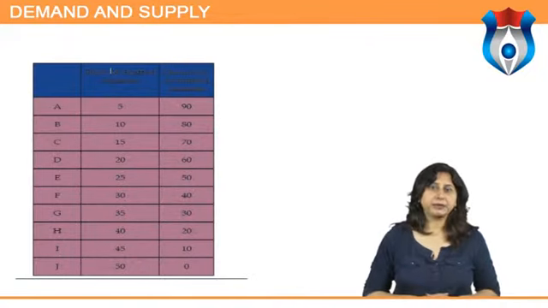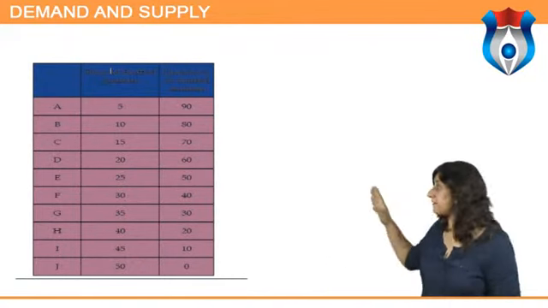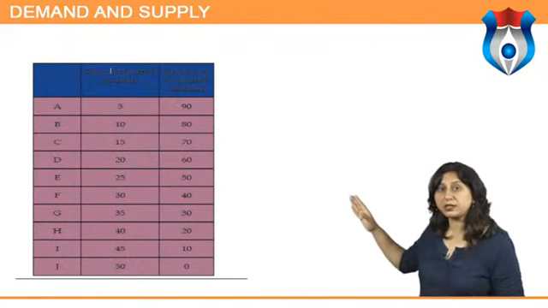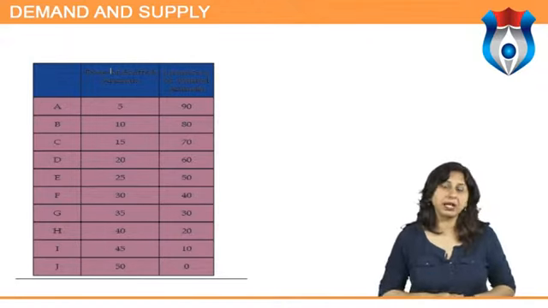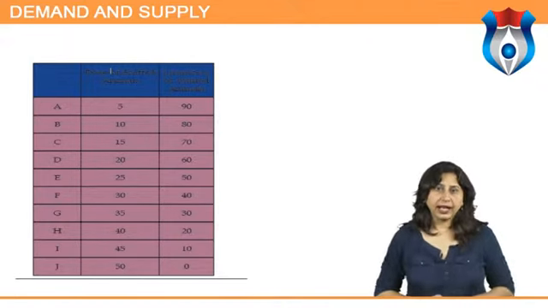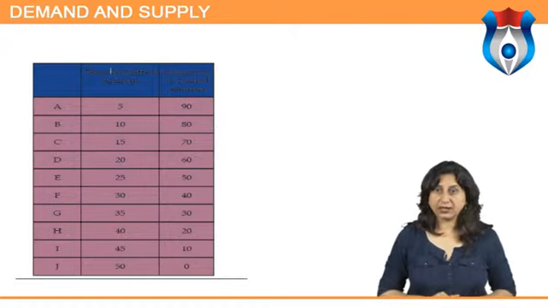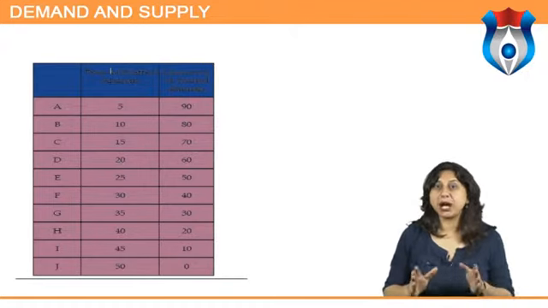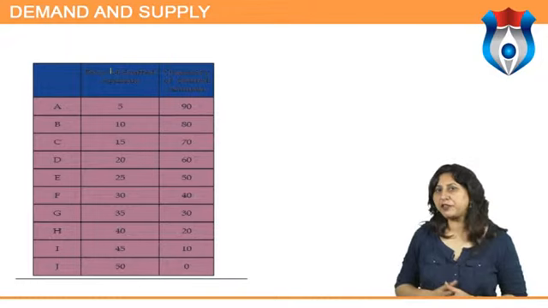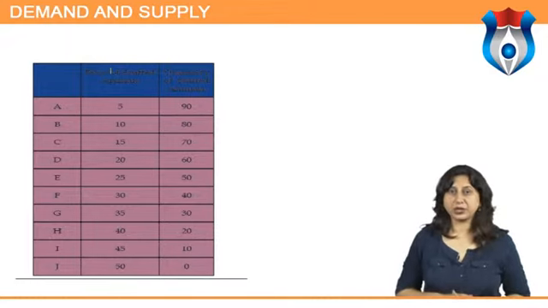Demand schedule. It is a table which contains values for the price of a good and the quantity that would be demanded at that price. If the data from the table is charted, it is known as a demand curve. Here are a few observations about this demand schedule.